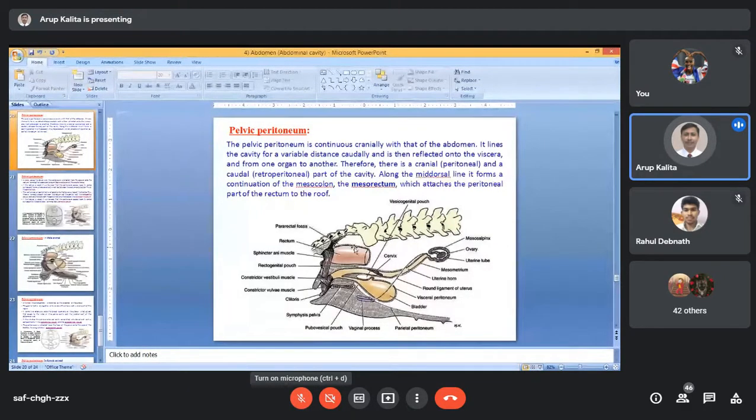Similarly, next one, below the rectum and dorsal to the genital organ. This is the genital organ, uterus. There is a pouch forming here. Have you seen one pouch? Yes, sir. This pouch is between the rectum and the genital organ. That is why this pouch is called rectogenital pouch.